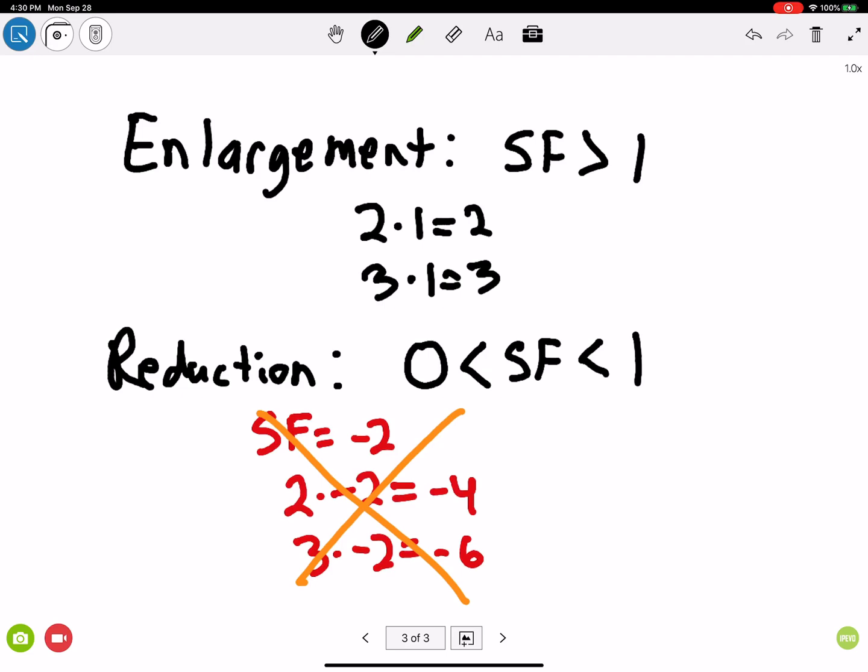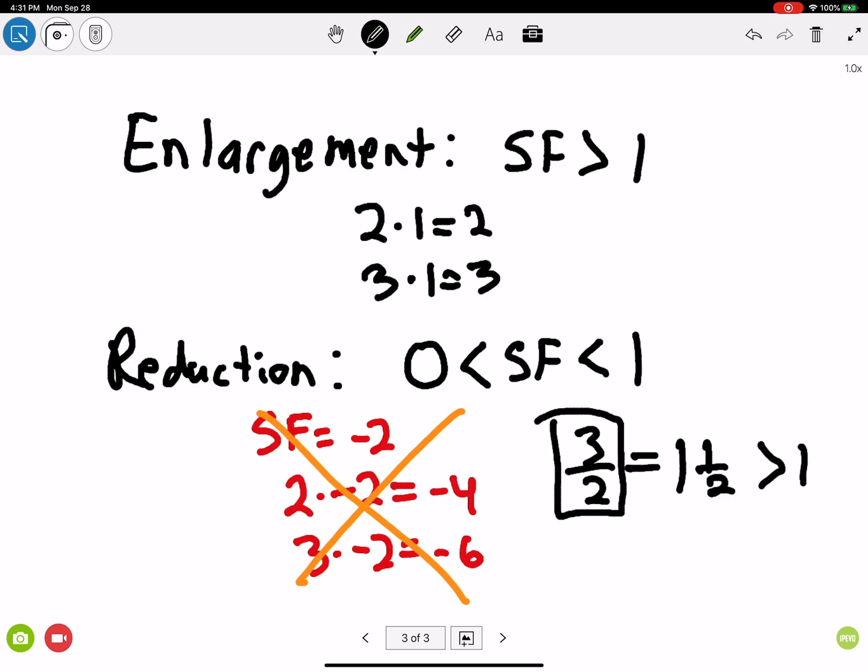Please don't ever tell me that just because this is a fraction that it's a reduction. Remember, 3/2 is the same thing as 1.5. 1.5 is definitely greater than 1. So this is actually an enlargement. Just because it's a fraction doesn't mean that you're going to get a reduction. It just means that you need to know whether the fraction is smaller than 1 or greater than 1. Okay?